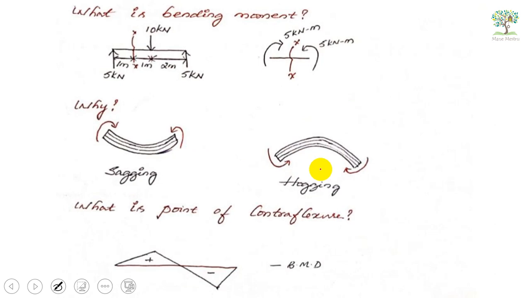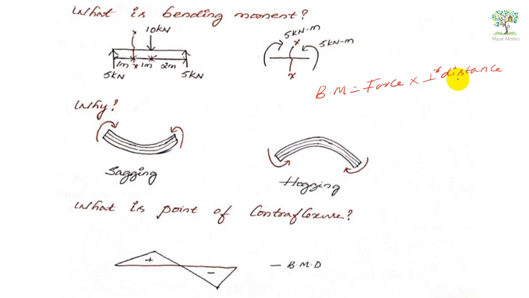Okay, now we will go with what is bending moment. What do you mean by bending moment? Bending moment is, we can say, a rotational effect caused by a force. How do we calculate this rotational effect? Mathematically, bending moment is defined as force into perpendicular distance. Right? Force into perpendicular distance, wherever you are measuring the moment.